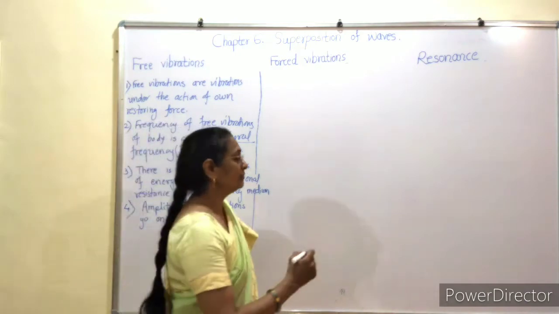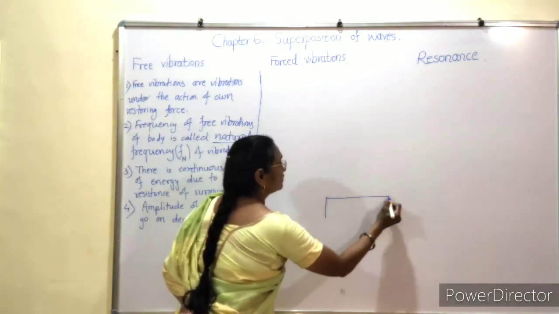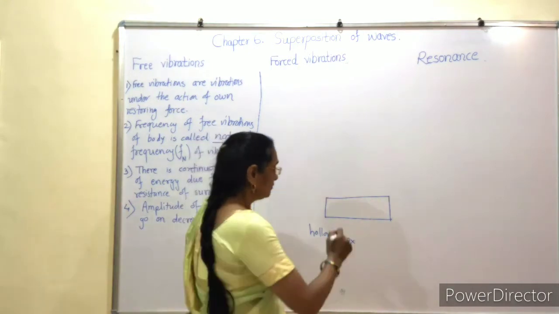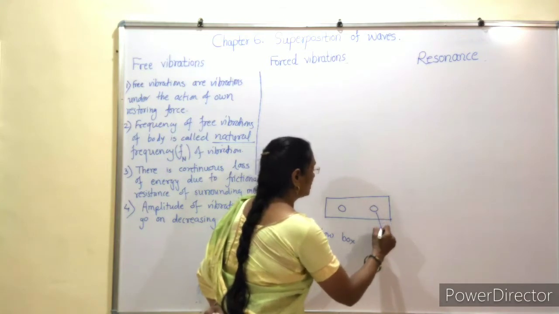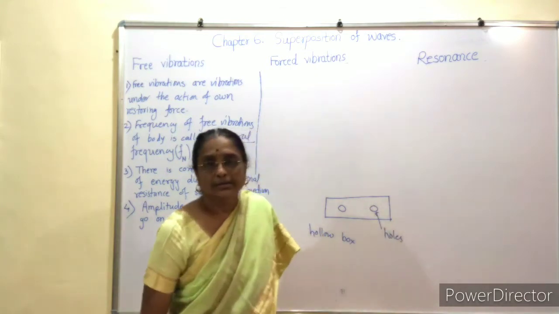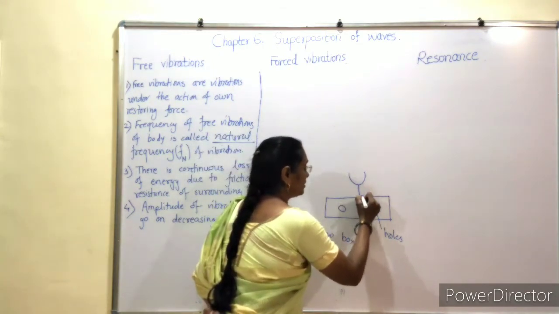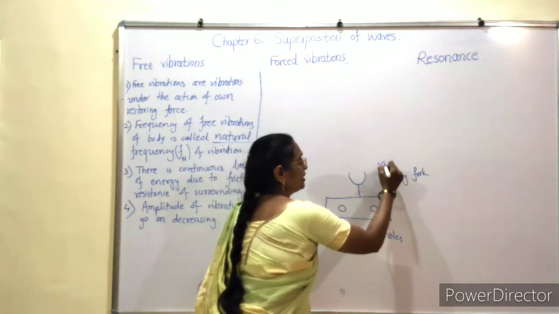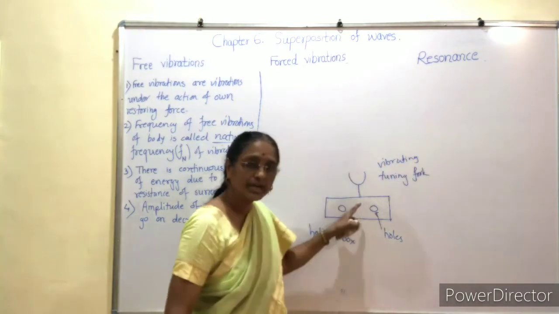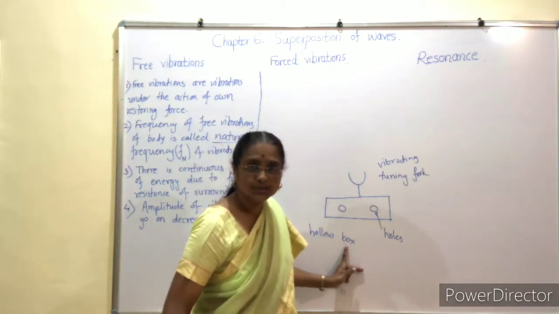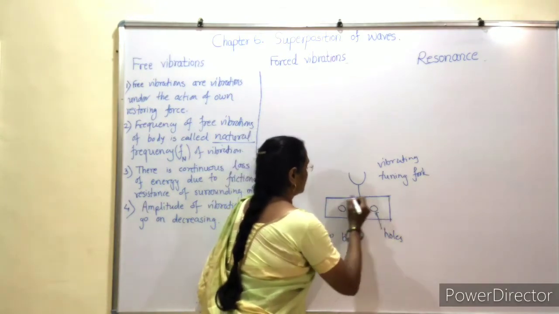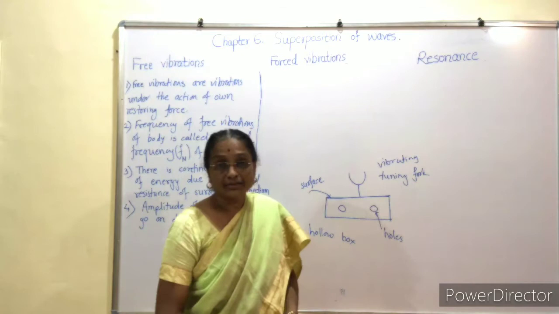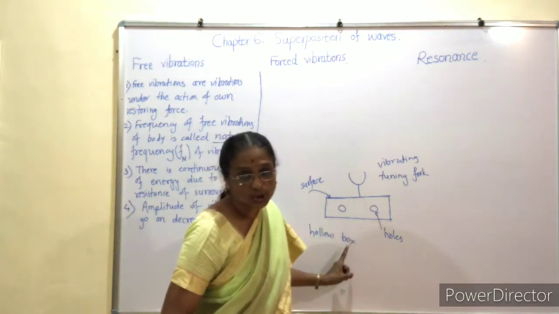Again, we take one example here. Suppose there is a hollow box, and the hollow box has two holes. If we hold a tuning fork on it, and this tuning fork is vibrating, the vibrating tuning fork is held on the top of this hollow box. Then the top surface vibrates. There is vibration of the surface, as well as the air particles inside the box.